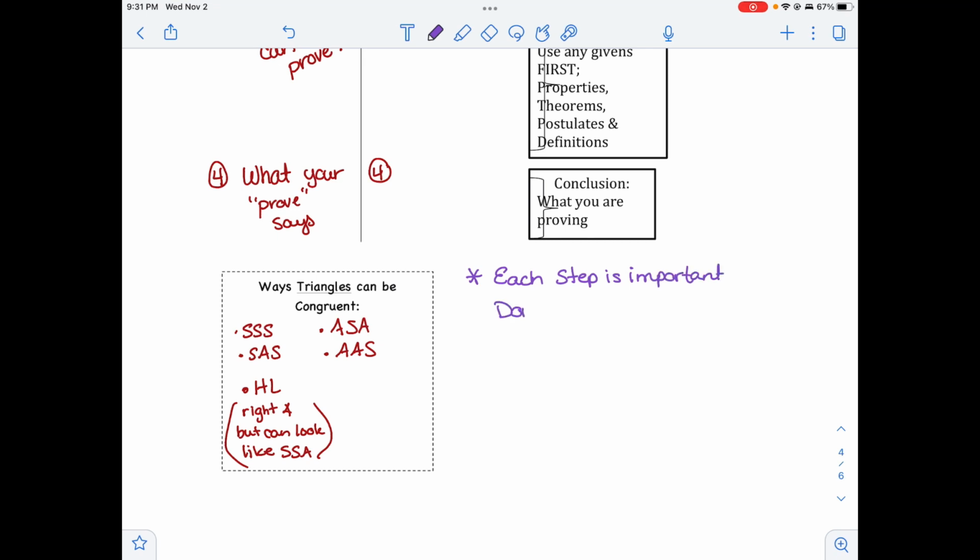Now, some key things to remember is that each step is important. Don't assume. And don't skip. So if you need to prove something, you can't just think somebody's going to know, or just skip a step and just be like, oh, you should have known. You have to prove it. That's all about proof. And if you can't explain it, meaning it doesn't have a why. So if you can't explain the why, you can't use it.